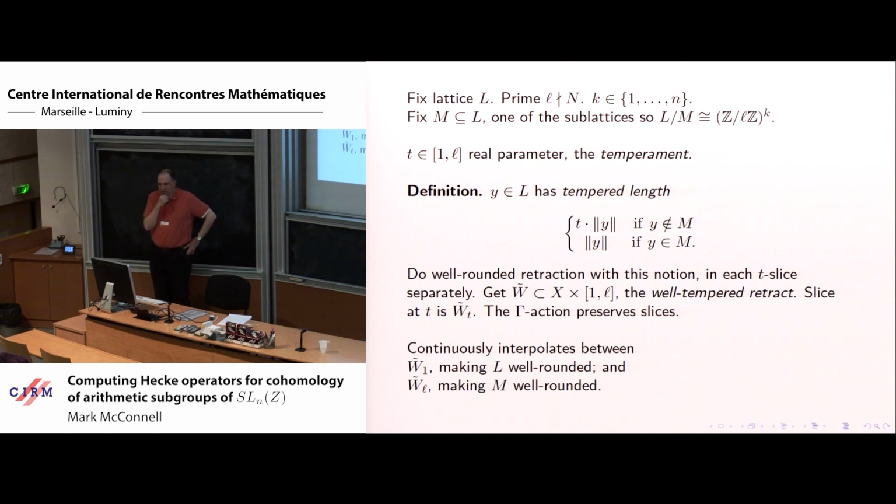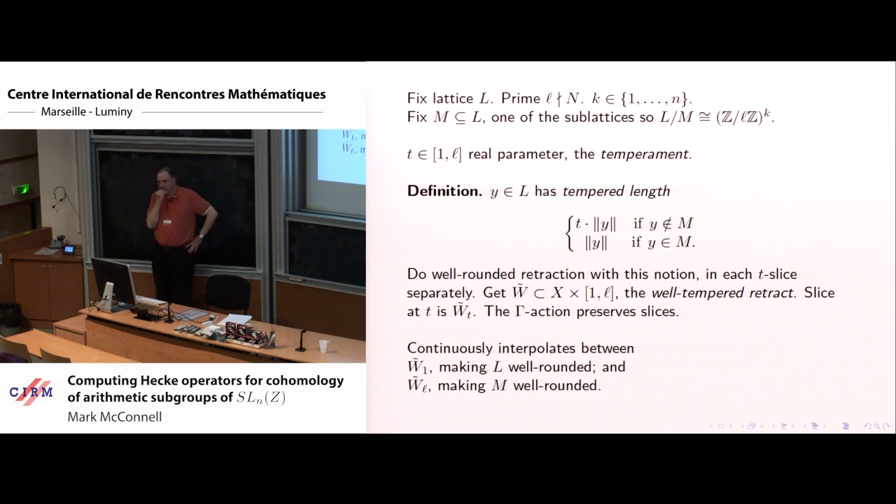And we make a definition: for any vector y in L, its tempered length is, well, if y lies in the chosen sublattice M, then the length of y is its length. But if the vector y doesn't lie in the chosen sublattice M, then the length of y is deemed to be t times longer than it really is.